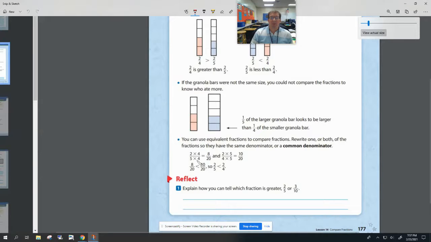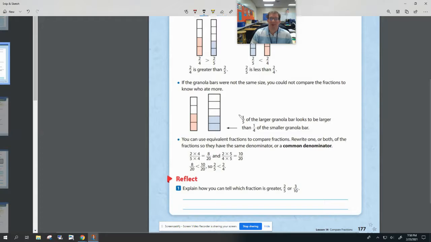Okay. So if I multiply both fractions by the other one's denominator, so if I take 2/5 and I multiply top and bottom times 4, I get 8/20. If I take 2/4, multiply top and bottom by 5, I get 10/20. Okay. Now 20 and 20. What's bigger? Now look at our numerators.